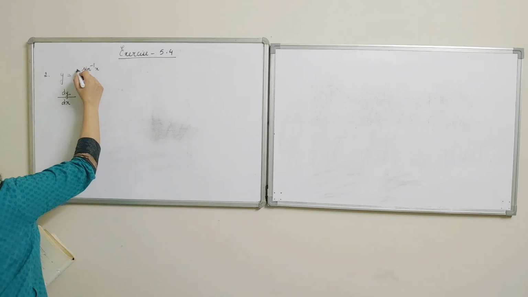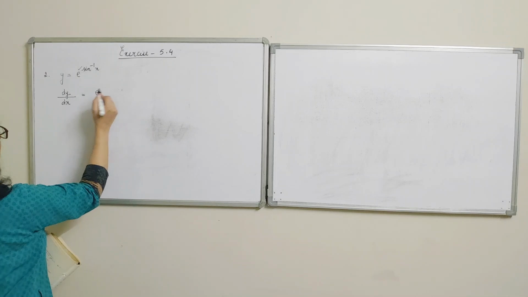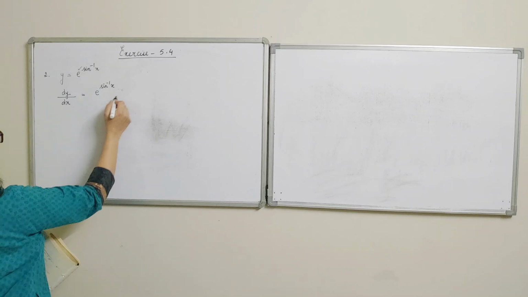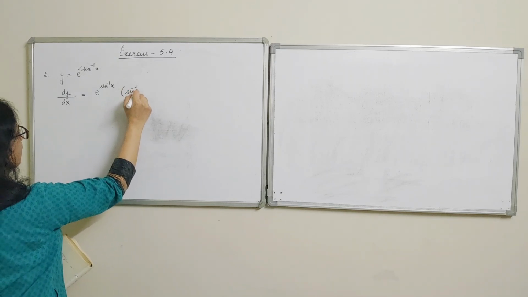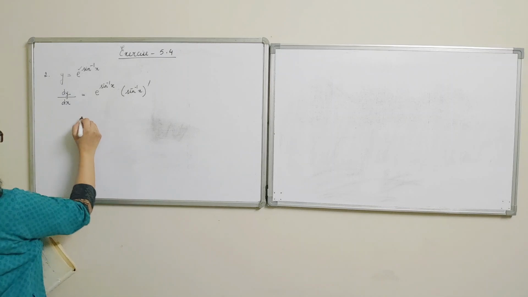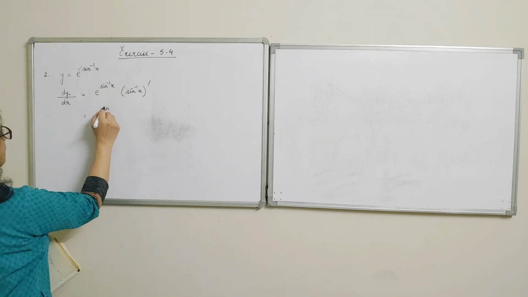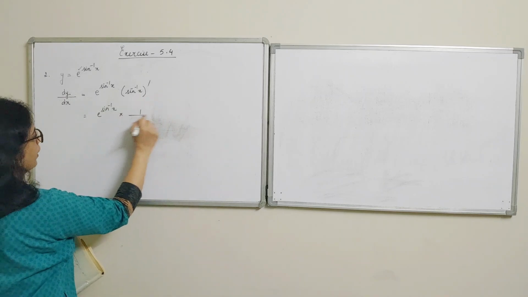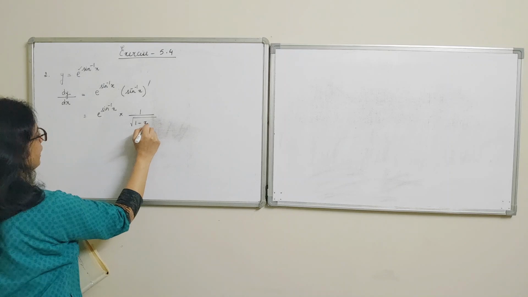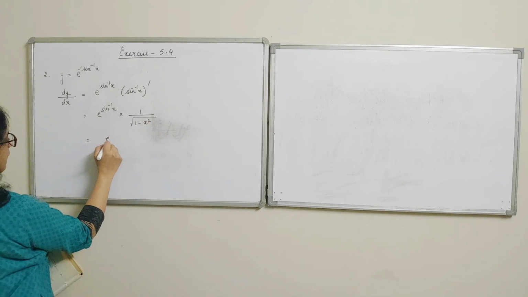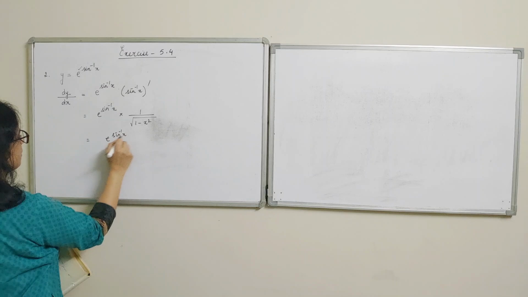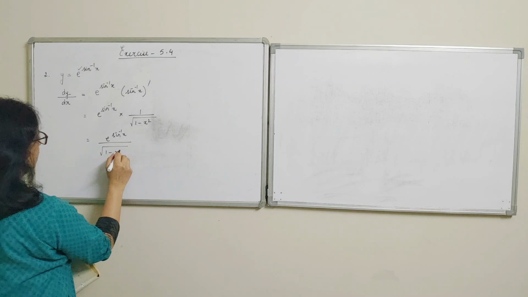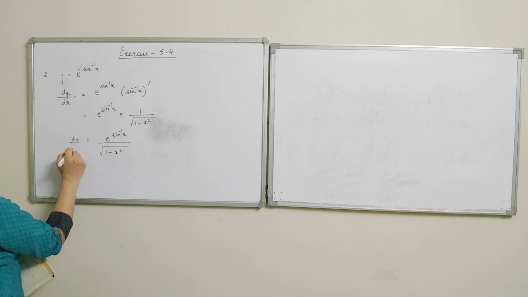So what will you do? You will differentiate the exponential function first, and you know whenever you differentiate exponential function, you get back the same function. Next step, you are going to differentiate its power with respect to x. So if you remember the standard results, derivative of sine inverse x is 1 upon under root 1 minus x square. So finally we are getting e to the power sine inverse x upon under root of 1 minus x square, which is equal to dy by dx.